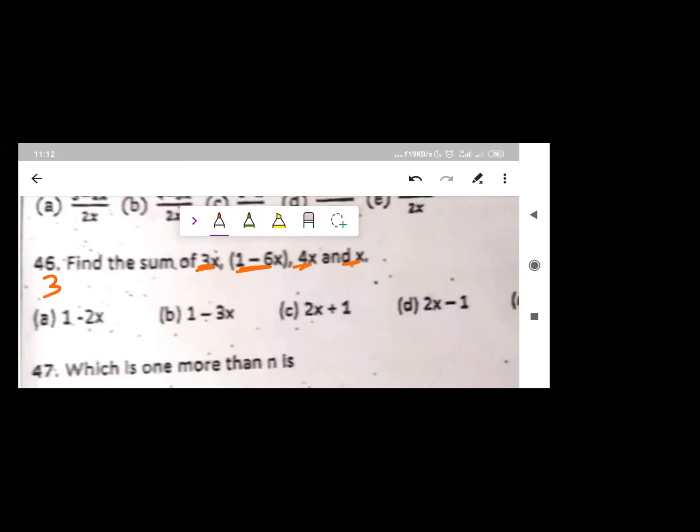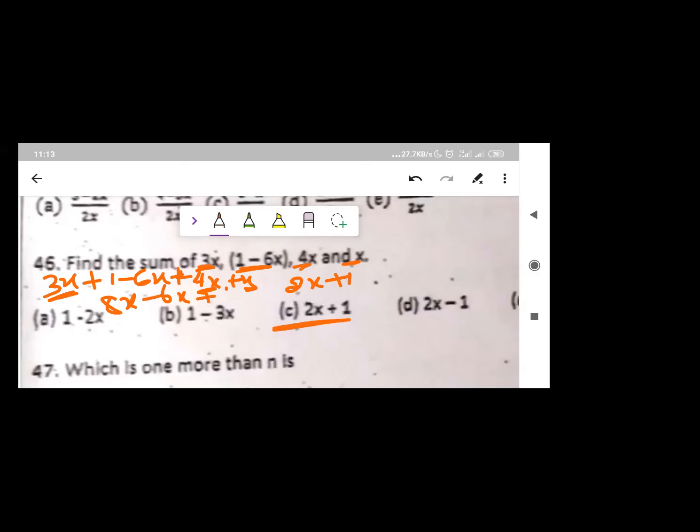We have 3x plus 1 minus 6x plus 4x plus x. So when you do that, you collect like terms: 3x added to 4x makes 7x, added to x makes 8x. So we have 8x minus 6x, then plus 1. 8x minus 6x will give us 2x. 2x plus 1, which is C.